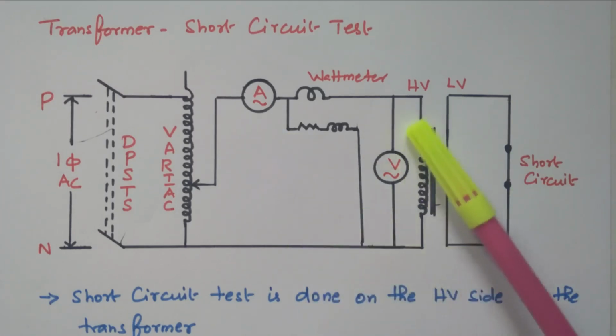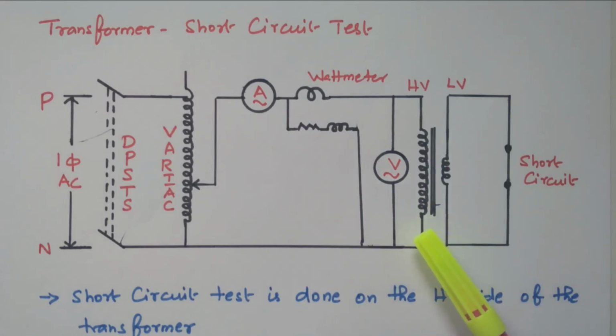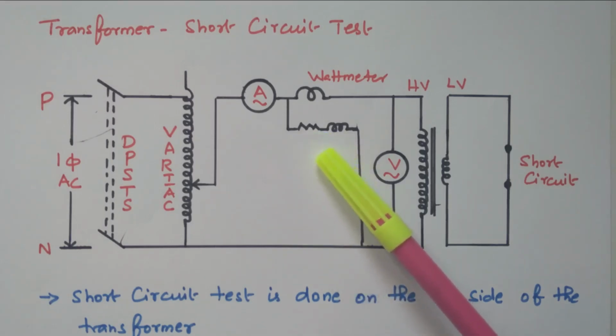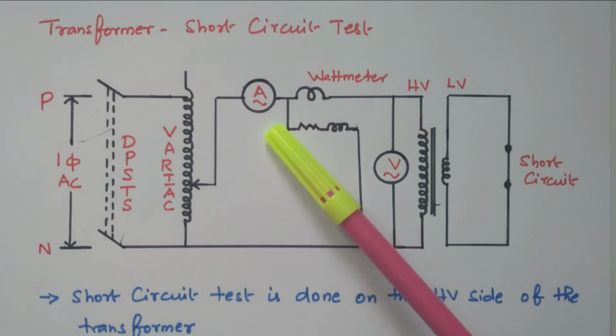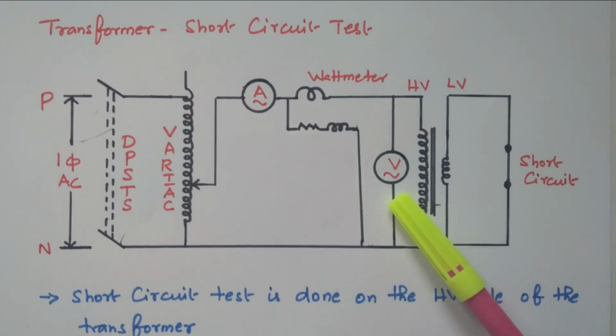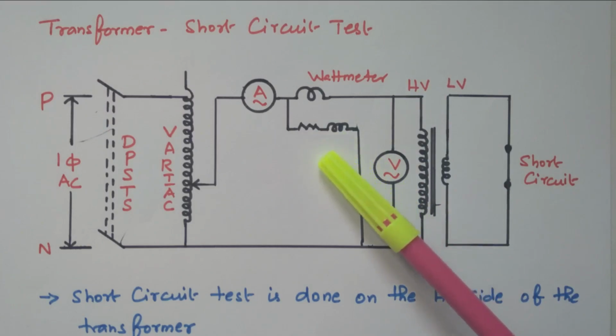So the loss that happens in the winding is fully the copper loss, because the voltage is very low, the core loss can be neglected. Only the copper loss is considered. So power measured by this wattmeter is nothing but the copper loss reading. This ammeter will measure the rated current of the transformer. The voltmeter will measure the voltage across the high voltage winding. This wattmeter measures the input power, which refers only to the copper loss, because the current is more, so the copper loss is also more. The voltage is less, so we can neglect the iron loss.